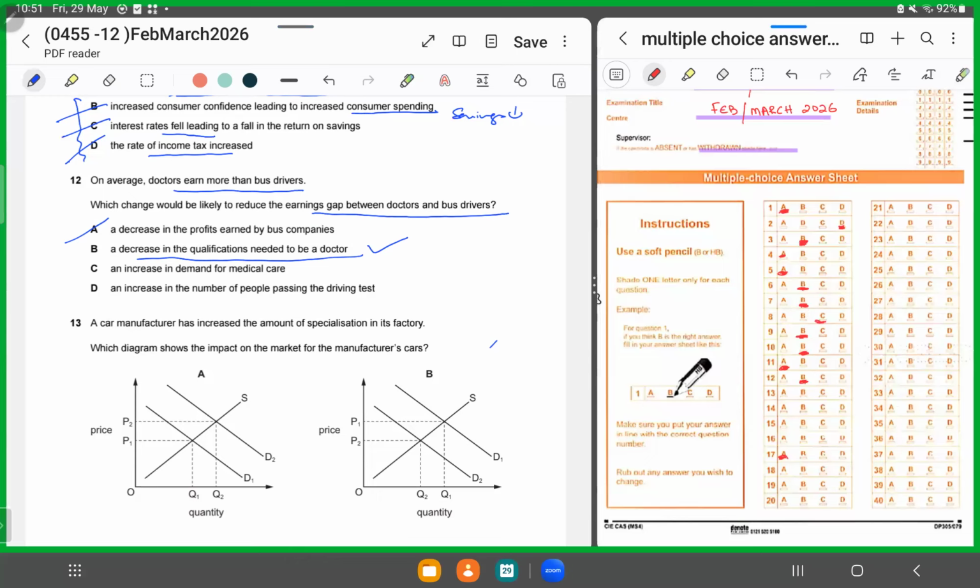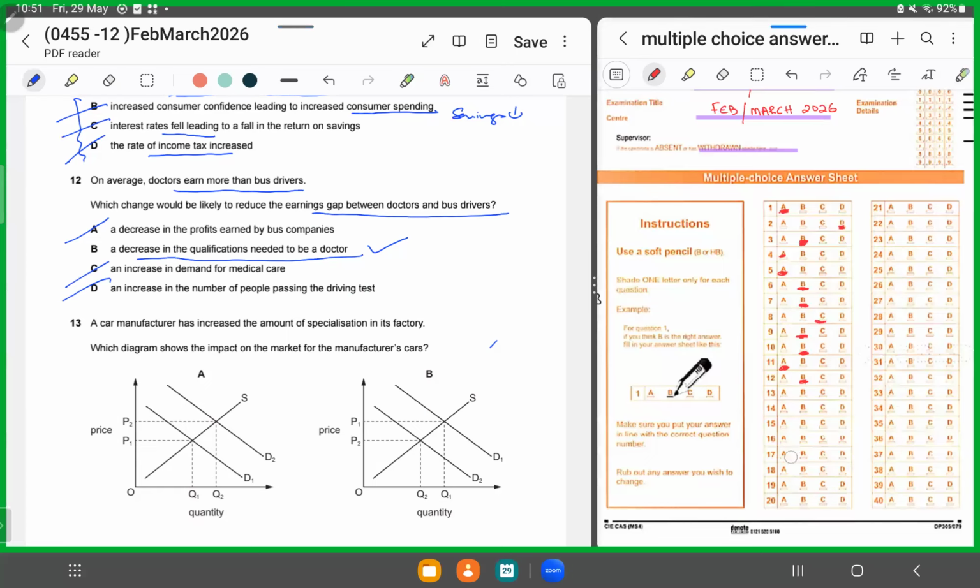Why can't we see an increase in the demand for medical care? If demand is going to increase for medical care, doctors would earn more, so the disparity or the gap is going to widen and not reduce. An increase in the number of people passing the driving test. If people are passing the driving test more, the supply is going to increase and the bus drivers are going to be earning less because there's going to be excess supply. So again, the gap is going to widen and not reduce. So it's not A, it's not C, it's not D, it's B. For 12, we shaded in B.